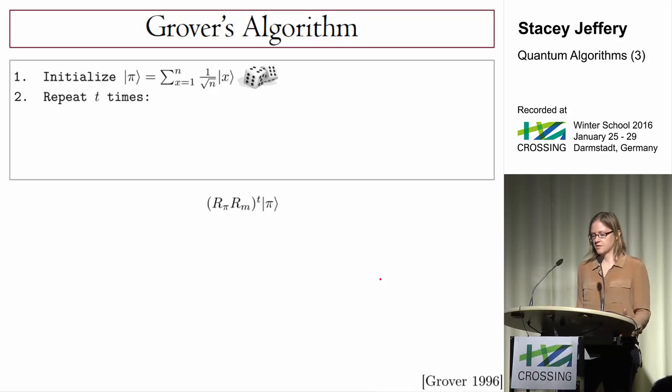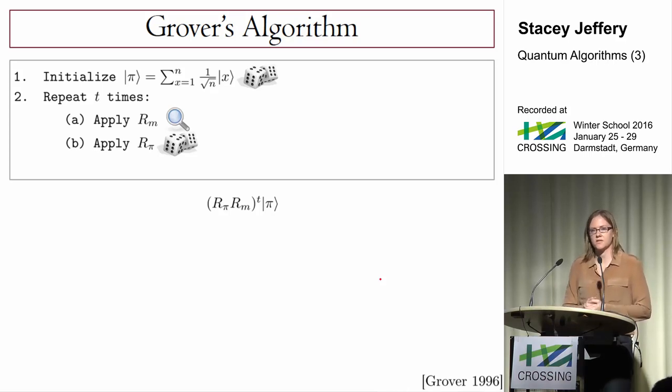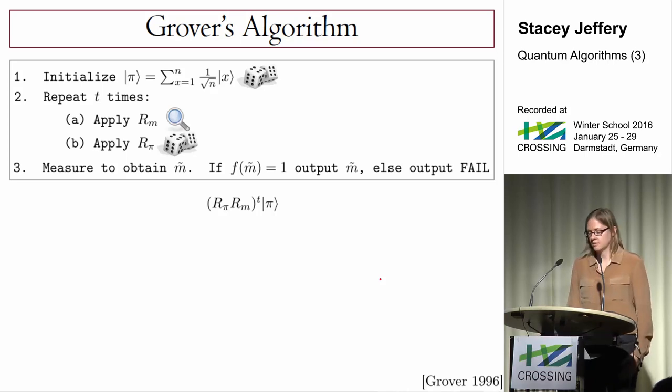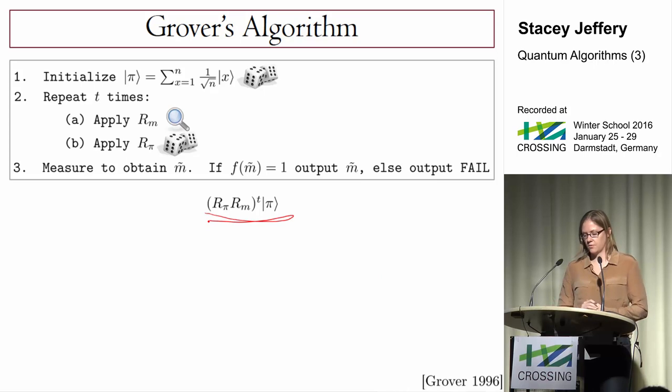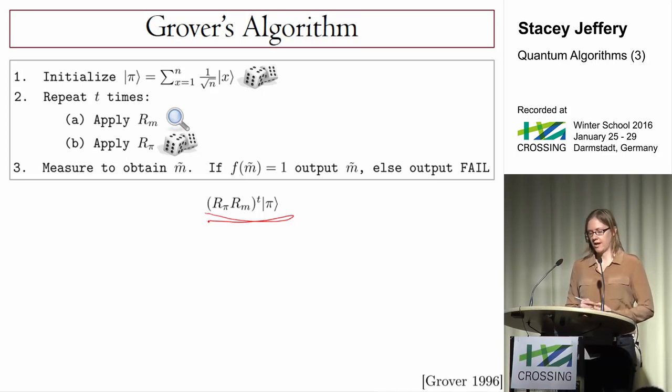And then we're going to repeat some number of times the following two steps. We're going to apply the reflection r sub m, which again is the quantum analog of checking. And then we're going to apply r sub pi, which again is related to constructing the state pi, so it's also a quantum analog of sampling. Okay, so this is really like we're going to sample and then check and then sample and then check, but we're doing quantum versions of these operations. And then finally, we're going to measure the state. Okay, so this will be the state that we have at the beginning of step three, because we've applied first r sub m and then r sub pi, t times to the initial state pi. And then we're going to measure the state, and that will give us some number between 1 and n, m tilde. And then we'll check if f of m tilde is in fact equal to 1, and if it is, we'll output m tilde, and that means we've succeeded, and otherwise we'll say that we failed.